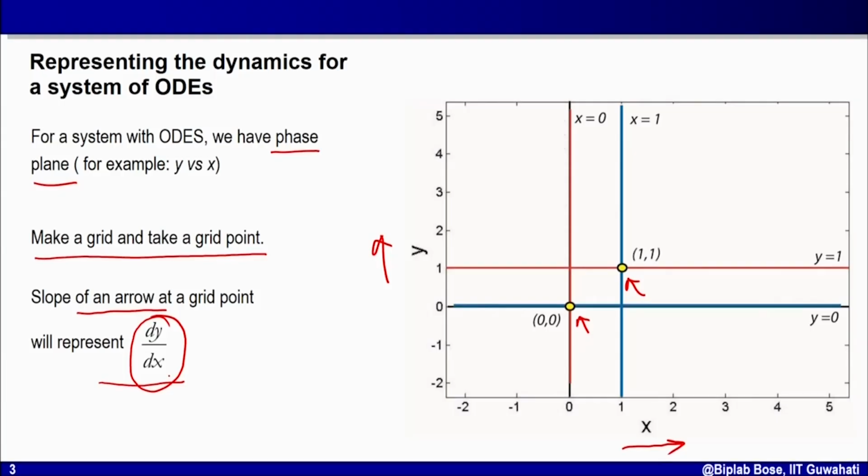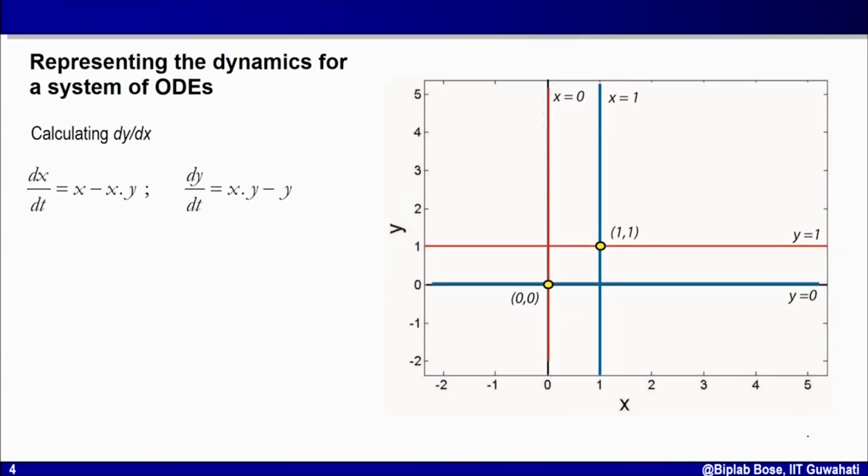But the issue is, how can I calculate dy/dx? Let us see with a particular example. We will take the old example of predator-prey. So I have two ODEs here because I have two dependent variables, one representing the prey and the other representing the predator. Prey is x and predator is y. So I have dx/dt equal to x minus xy. This is the first ODE. The second ODE is dy/dt equal to xy minus y.